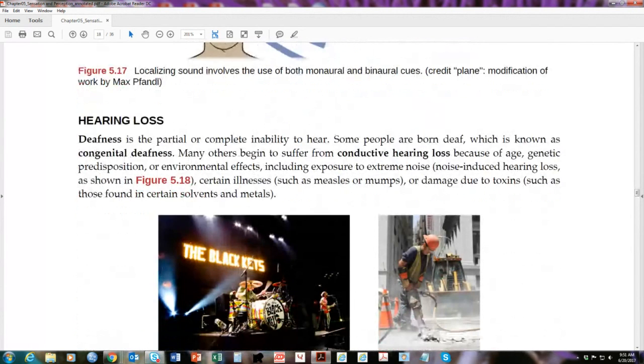Now, hearing loss. We've talked about toxins. So there are certain toxins, certain drugs that can cause damage to hearing receptors, certainly toxins in the environment, certain solvents or metals can cause damage to your hearing receptors. Certain illnesses can cause damage to your auditory receptors.